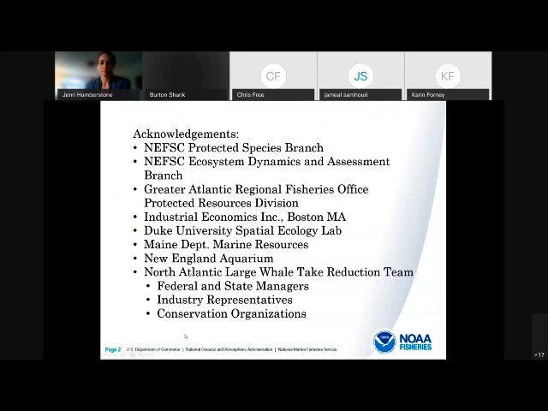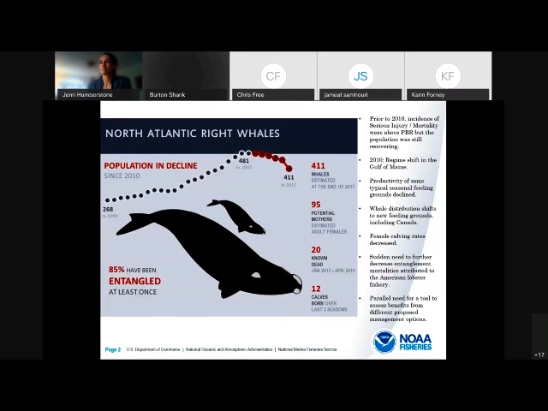Putting together these models requires a huge amount of data and contributions from a large number of people. So Protected Species Branch and Ecosystem Dynamics Assessment Branch from the NEFSC, Protected Resources Division from the Regional Fisheries Office, Industrial Economics, which is a consultant working with us, Duke University Spatial Ecology Lab, which is where most of our whale models are coming from, some data shared from Maine Department of Marine Resources, New England Aquarium, and then the North Atlantic Large Whale Take Reduction Team, which was the group who got to first test the system out as we were developing it.